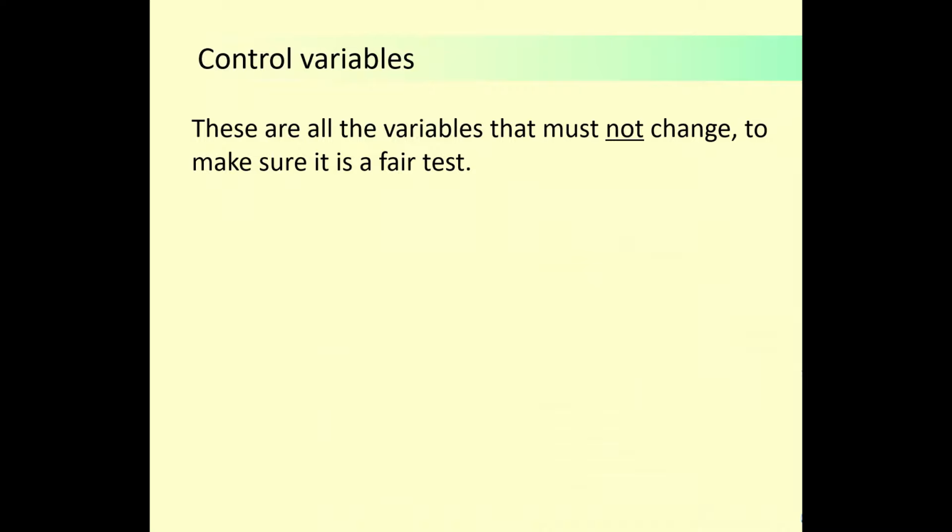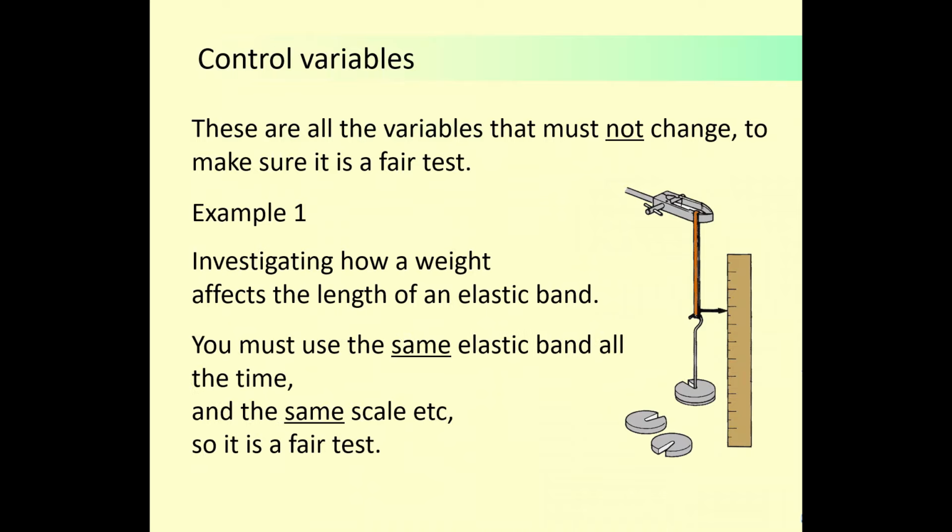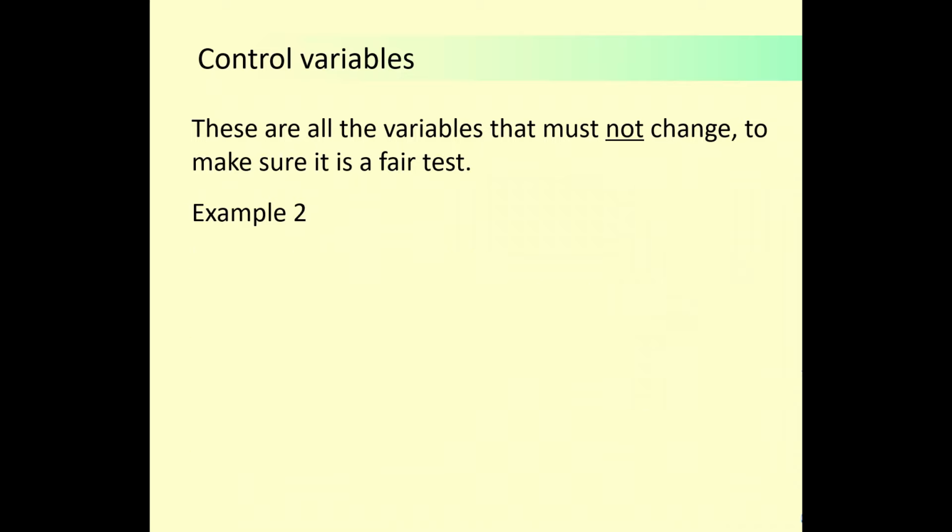Control variable. These are all the variables that are kept constant, that must not change to make sure it is a fair test. Example 1. What remains same? This scale remains same. This hook remains same. The room, the place you are doing this lab remains same. So those are control variables or constant variable.